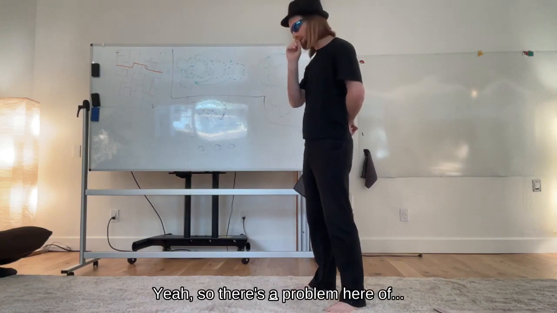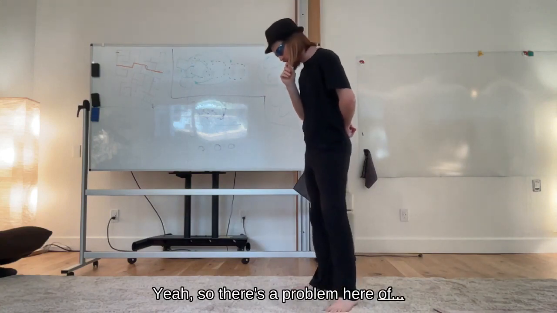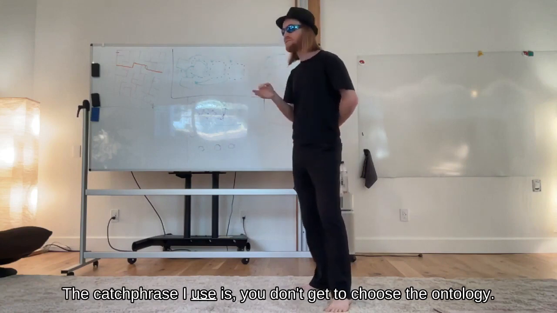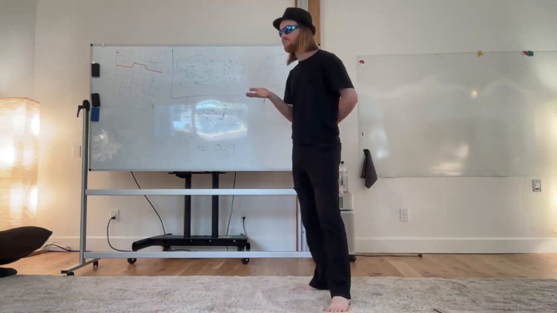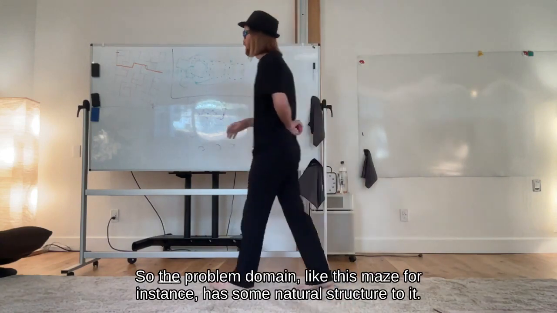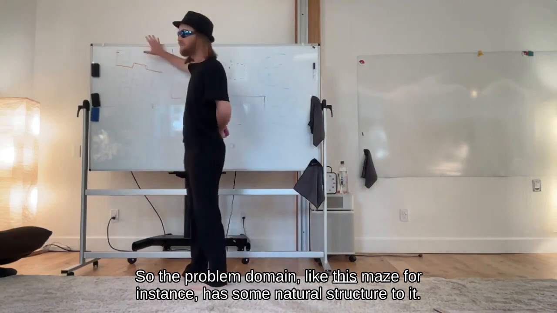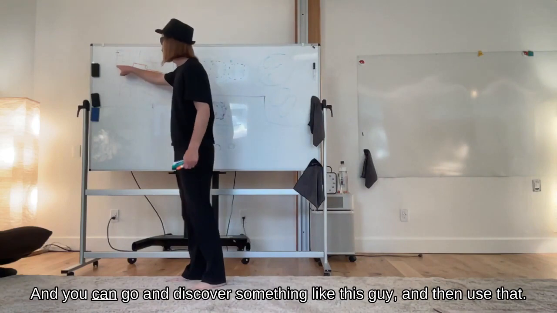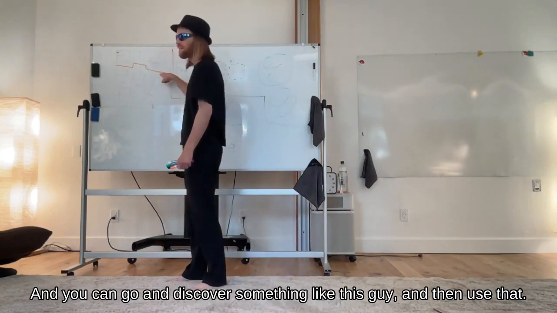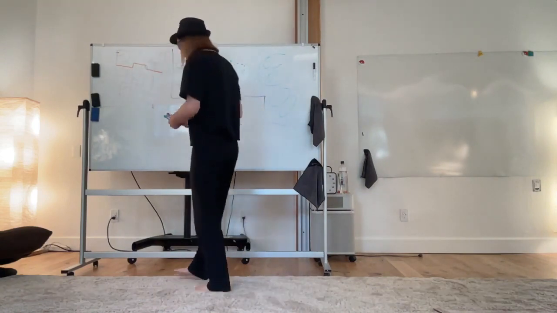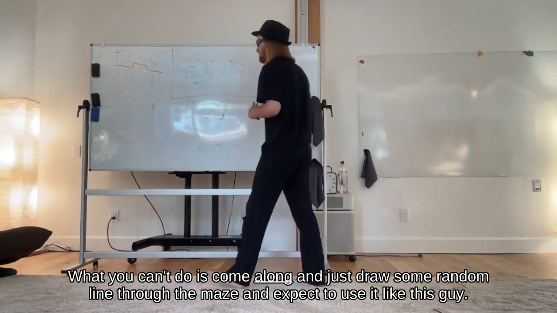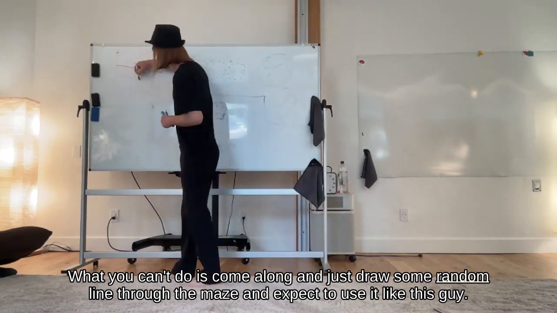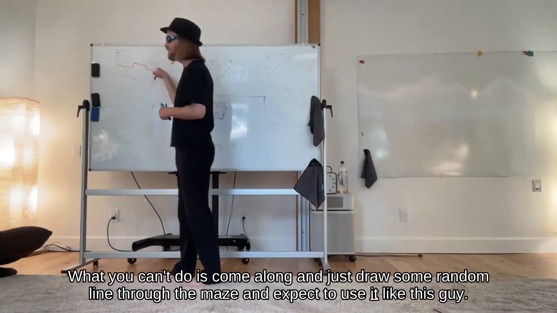So there's a problem here. The catchphrase I use is you don't get to choose the ontology. The problem domain, like this maze, for instance, has some natural structure to it. You can go and discover something like this guy in it and then use that. What you can't do is come along and draw some random line through the maze and expect to use it like this guy.